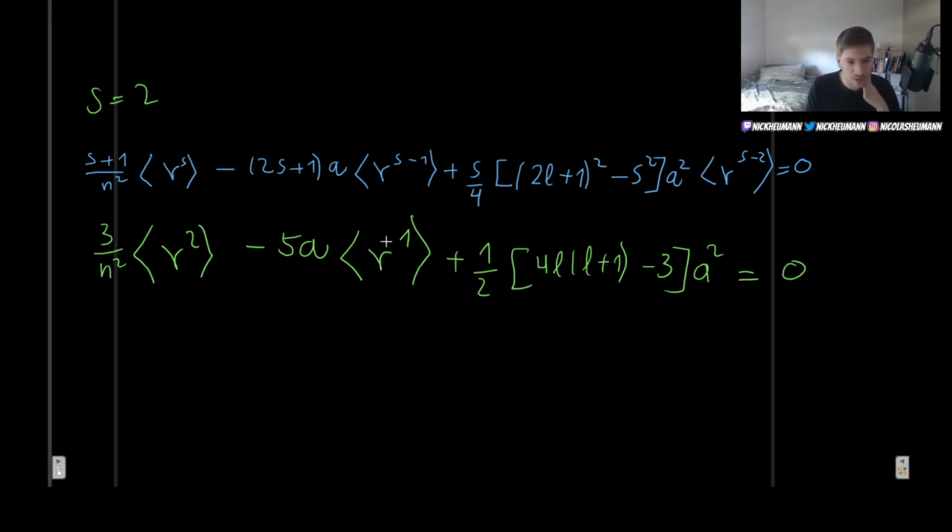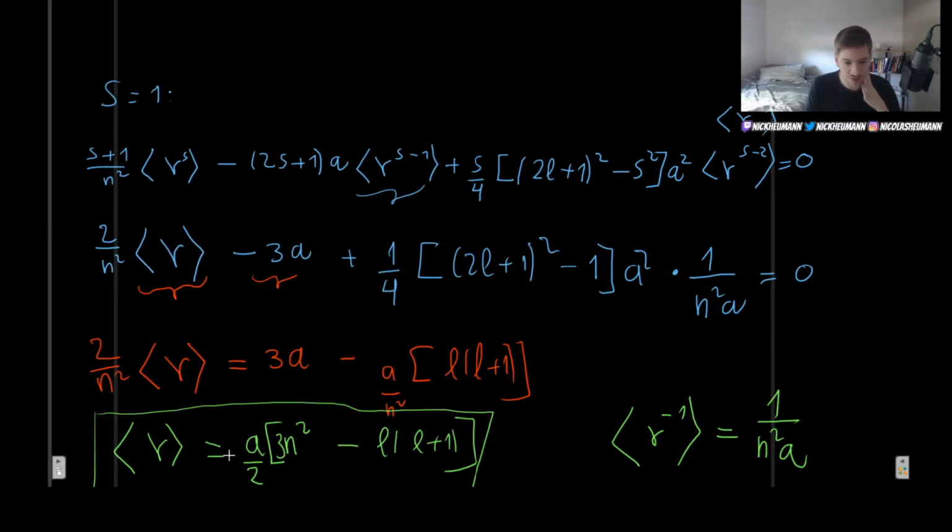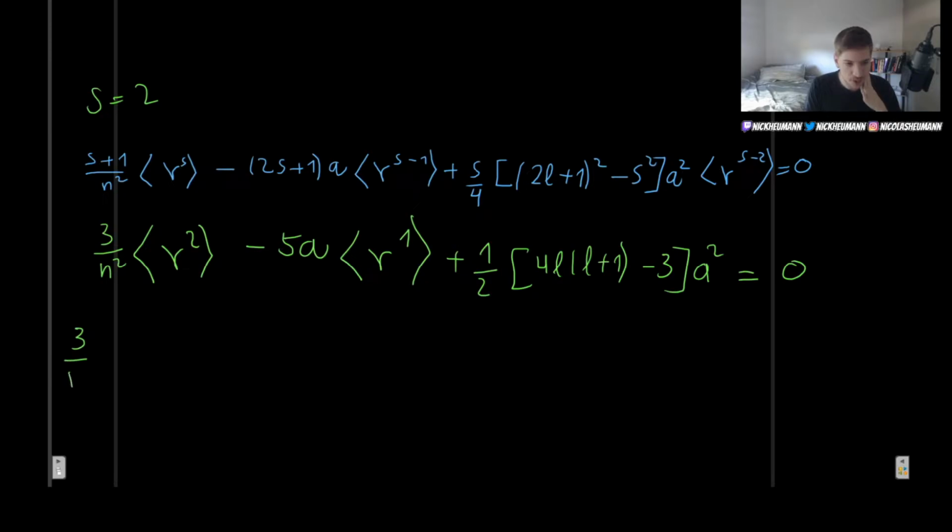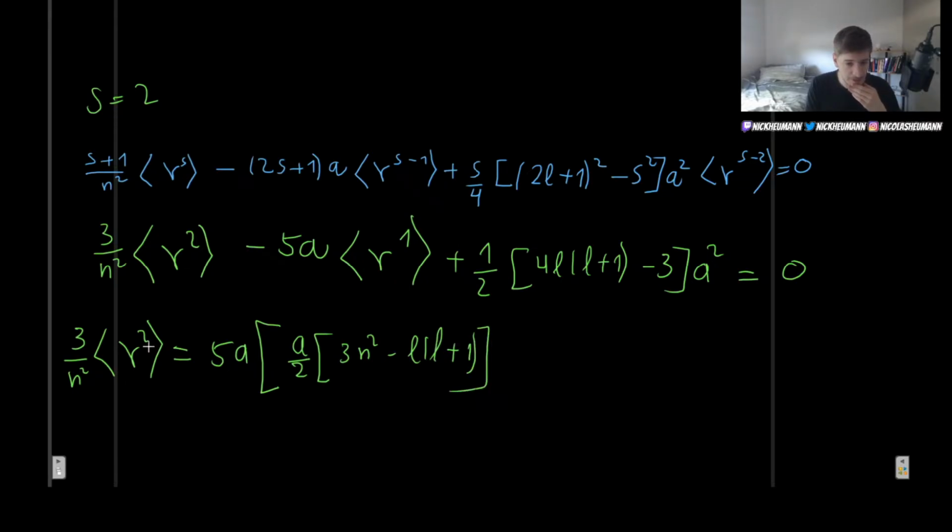Okay, great. So now the expectation value of r to the first power is what we just found. That is a over 2. So maybe let's plug it in next. So 3n squared r squared. And now let's put everything on the right hand side and plug in the expectation value. So we get 5a times a over 2, I believe it was, 3n squared minus l plus 1, probably, right? Yes, that's it. Okay, and that's the first part. What else? Then we have this. So minus a squared over 2 times 4l l plus 1 minus 3.